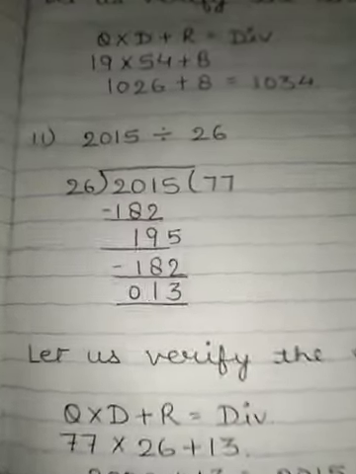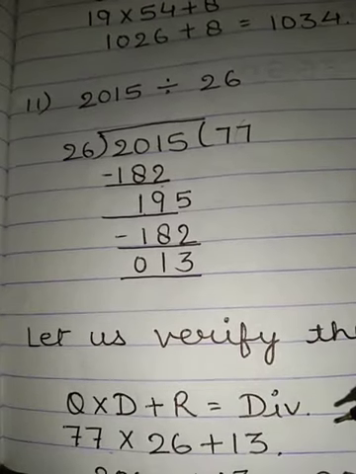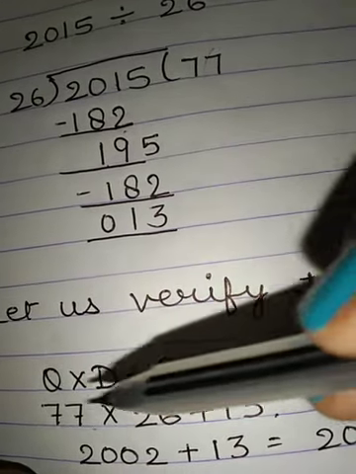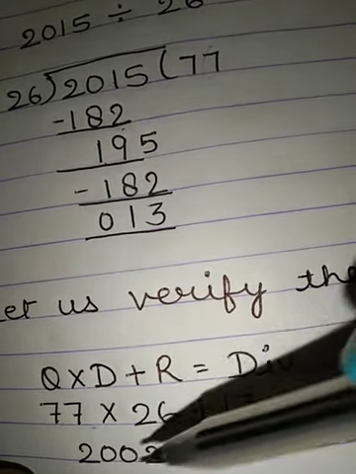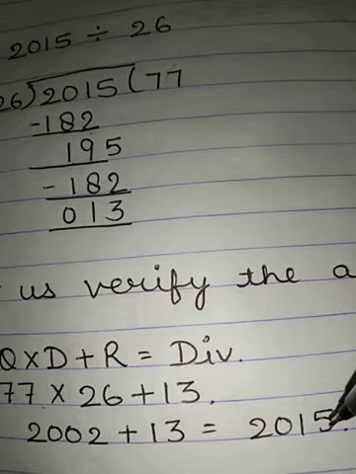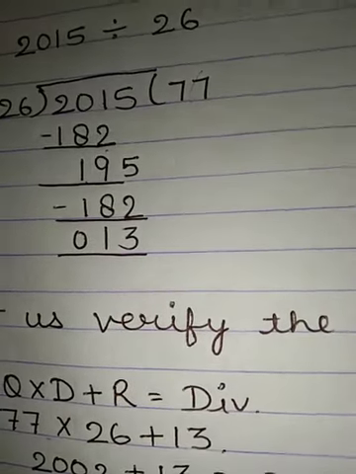Let us verify the answer. Q multiply by D plus R is equal to dividend. 77 multiply by 26 plus 13. Now on multiplying 77 by 26 it will come 2002, and 2002 plus 13 is 2015. Now it is also same as the dividend given in the question. So this means that our division is correct.